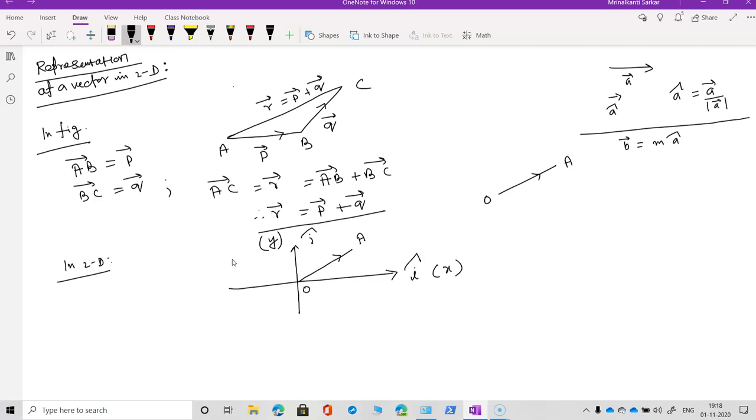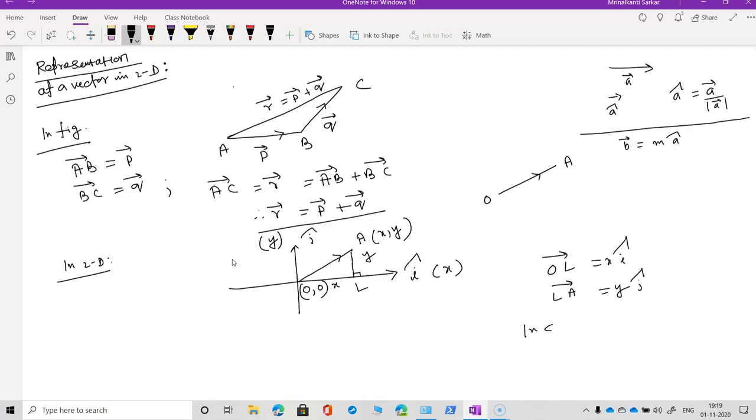So OA is the vector. O is the origin or tail and A is the tip. This point be x comma y. Okay. So this one is x, this one is y. Now just by remembering this fact, unit vector in this direction is i cap. So how can I write OL vector? OL vector is going to be x into i cap, LA vector is y into j cap.